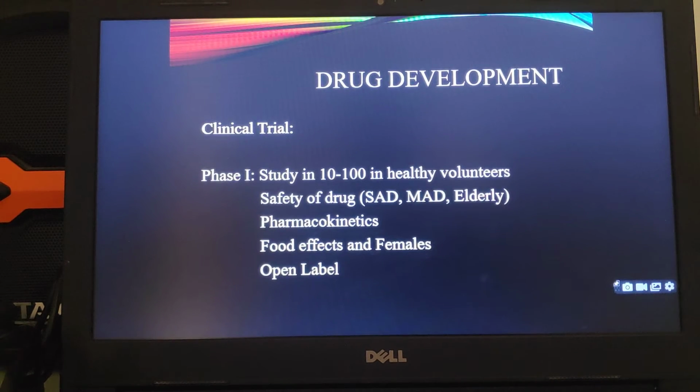Now after getting the approval of IND, it enters into the clinical trial, and the first phase of clinical trial is called phase 1, which is normally conducted in healthy subjects. It is conducted in the healthy subjects to know the safety of the drug. The main aim or the main objective of phase 1 clinical trial is to know the safety of the drug.